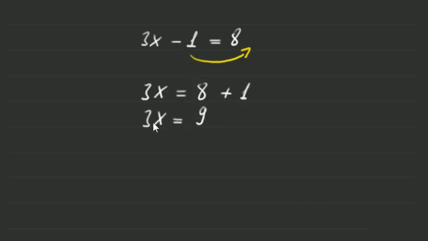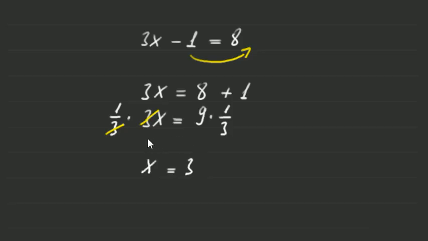Now we need to get rid of the 3. For this purpose we multiply the right side and the left side of the equation by 1/3. On the left side I cancel the 3 in the denominator and the 3 before the x, and I get x equals 3.